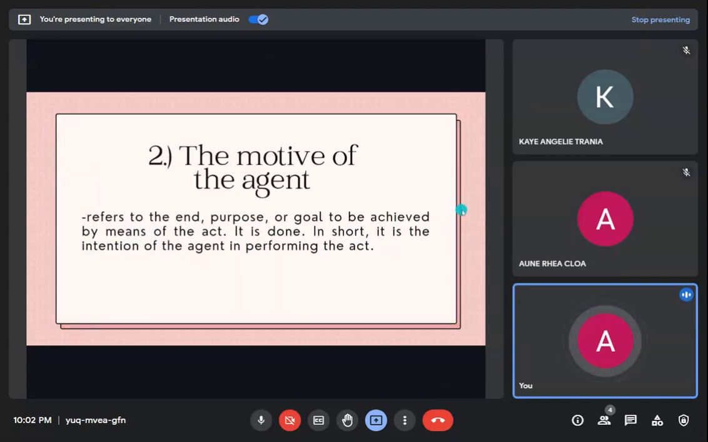The second one is the motive of the agent, which refers to the end, the purpose, or goal to be achieved by means of the act. In short, it is the intention of the agent in performing the act. It is also known as the intention, or the whys. Why are you performing this act? What is your motivation, or why are you doing it?